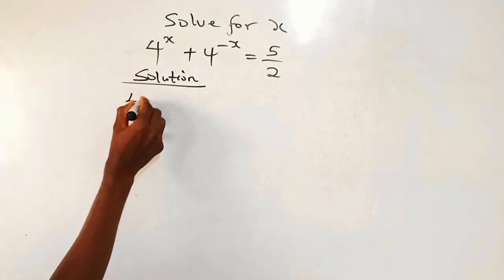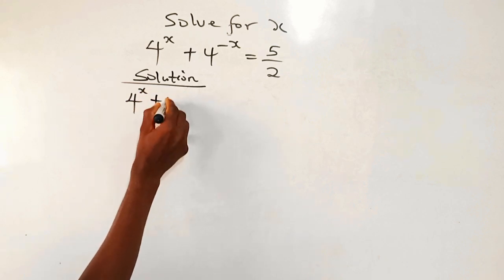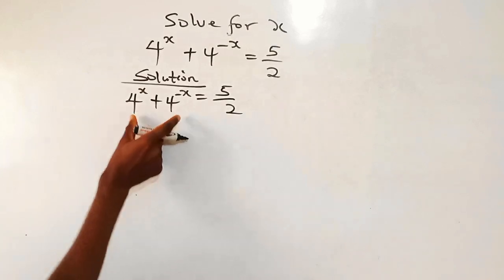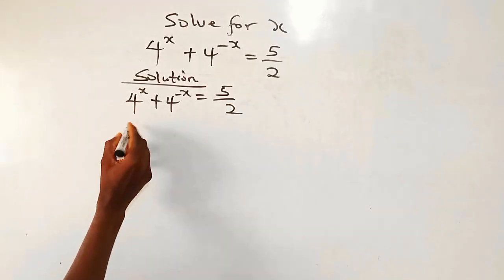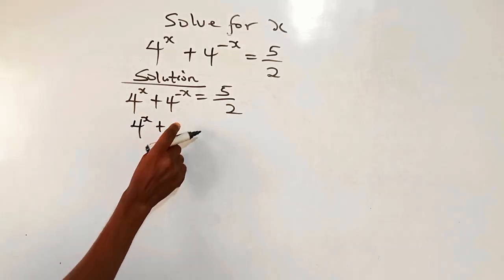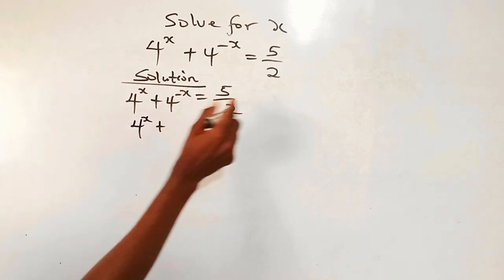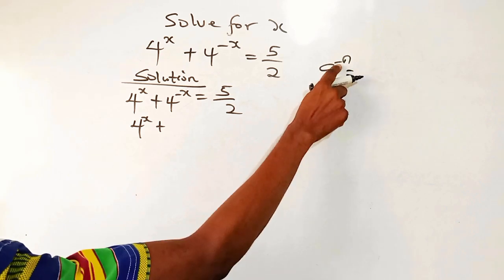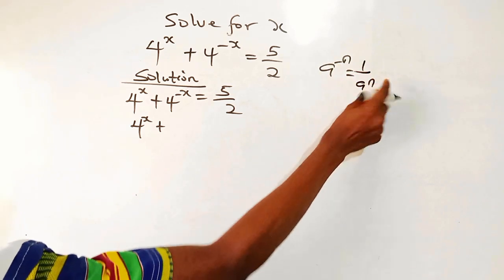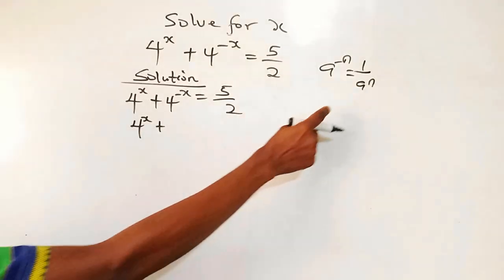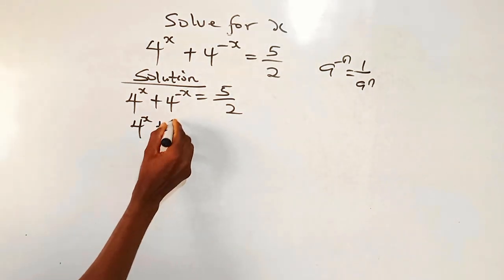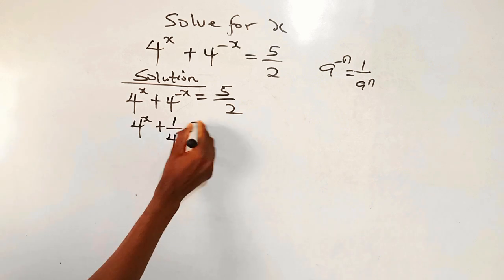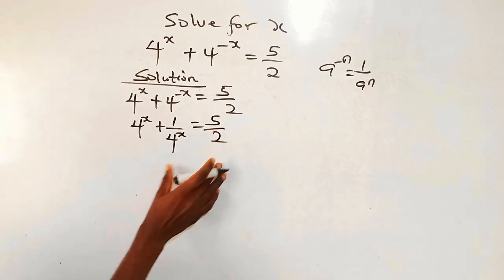Here we have 4 to the power of x plus 4 to the power of minus x equals 5 over 2. So let's start with the left hand side of the equation. We have 4 to the power of x plus, remove this minus. From the law of indices, when you have a negative power, to remove the minus you introduce 1 over the base with a positive power. So I introduce 1 to remove this: 1 over 4 to the power of x equals 5 over 2.